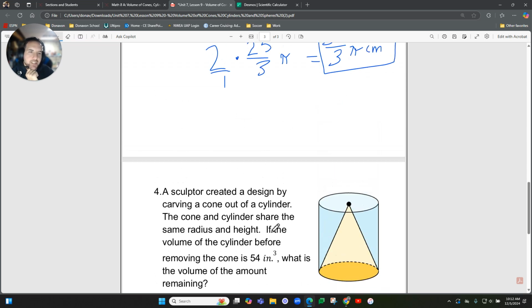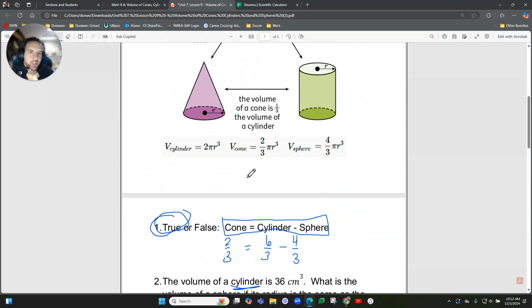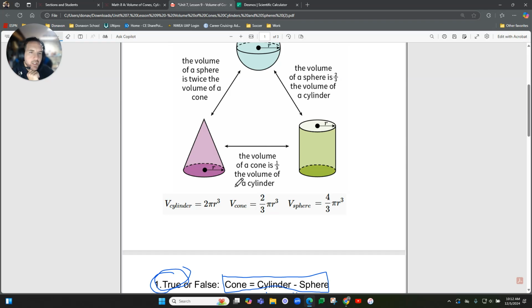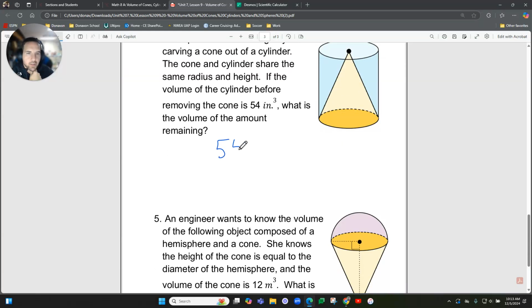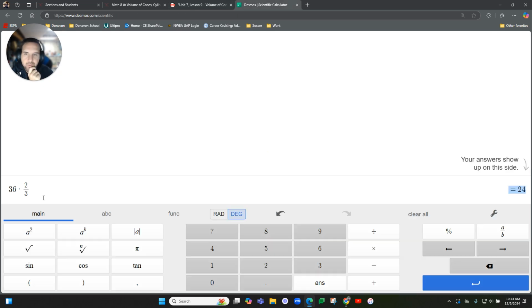Basically, if you look at the relationship between a cylinder and a cone, the volume of a cone is 1/3. So what's remaining is still 2/3. If I basically have 1 and I'm taking away 1/3, I'm left with 2/3 of the volume. So 2/3 of the original volume is still remaining. So that would be 54 times 2/3 to figure out what the remaining volume is. Let's see, might be able to do this in my head. I think it's 36, but we'll just double check with Desmos.